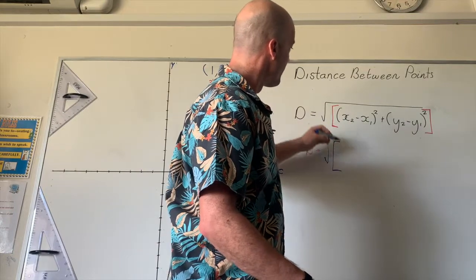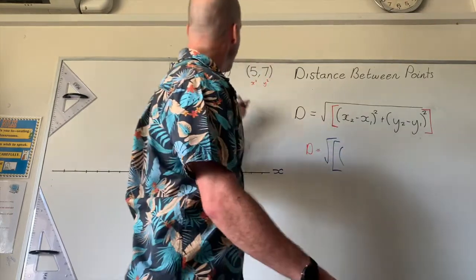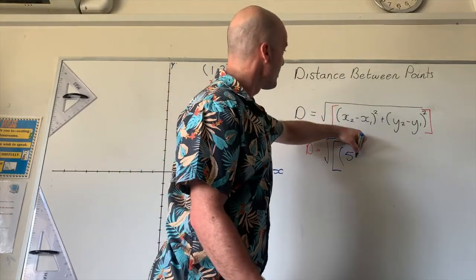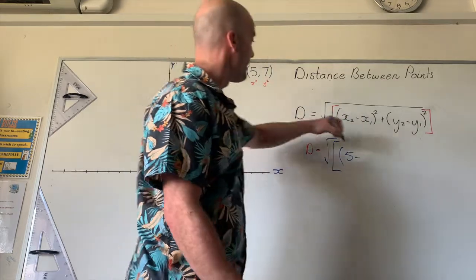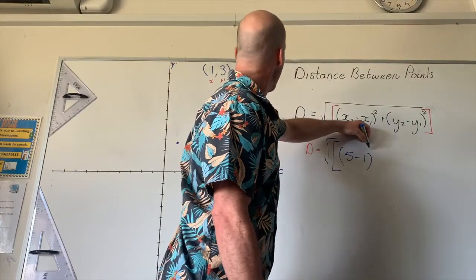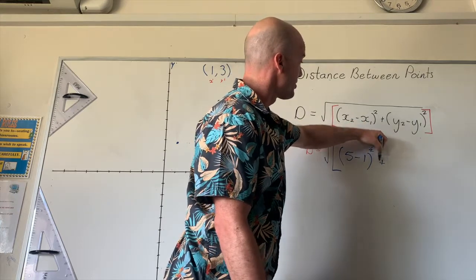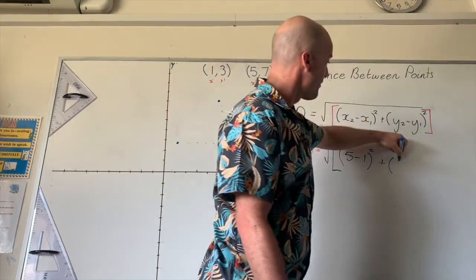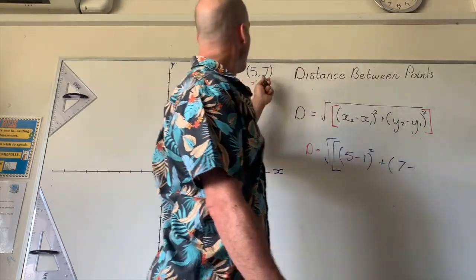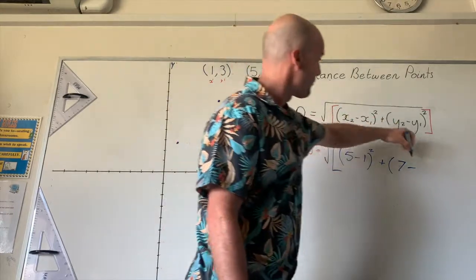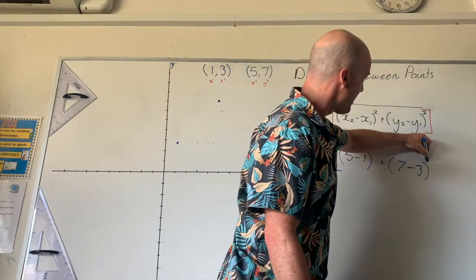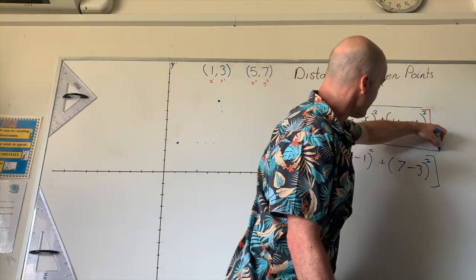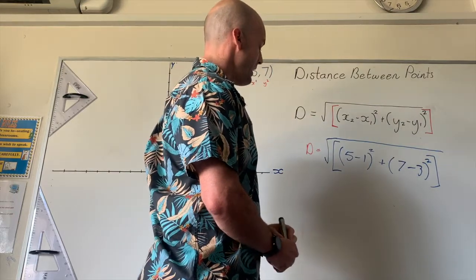Now first one is x2. What's my x2? 5. Next, take x1, which is 1. And then that is squared once you do it. Then you plus. Now we need to do our y2. What's our y2? It's 7. Take, what's our y1? Is 3. And then we square that. And then we answer the whole thing. And we'll put that in.